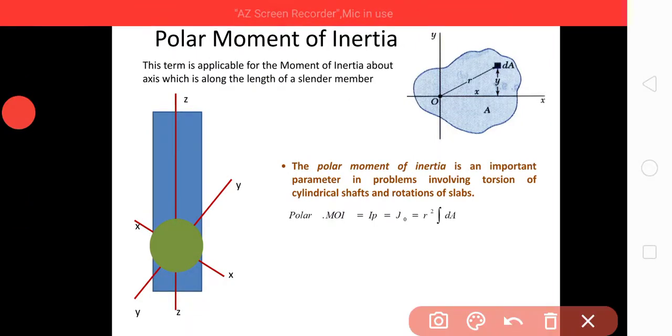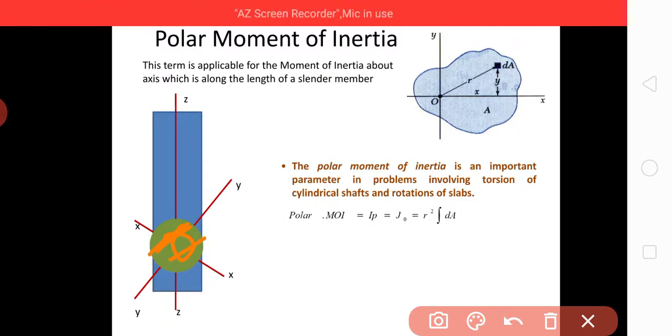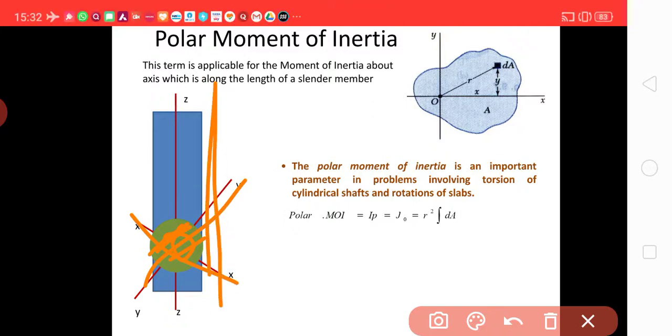You can say this is the section. These are two axes, and this is the cross-sectional axis, the length, which is passing through the point of concurrency of these two. So this is the one.